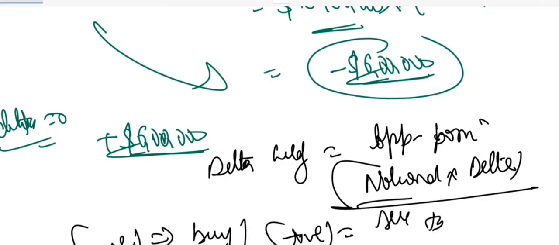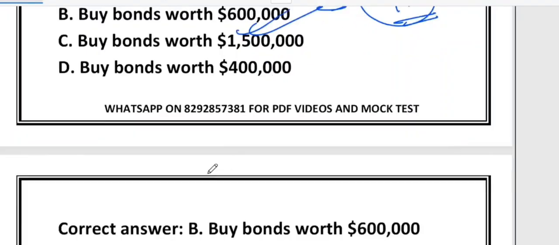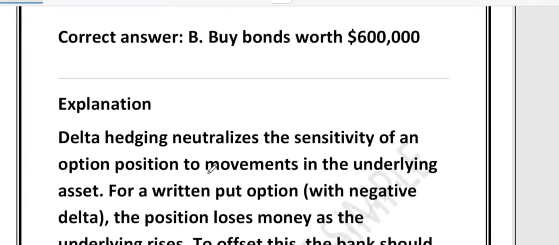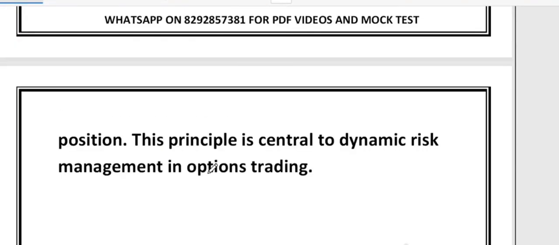Summarize delta hedging in just 1 minute: compute the delta equivalent and take the opposite position. That's it. That is how you can compute it. I hope this is crystal clear right now. Now, friends, let's see the next question that we have.